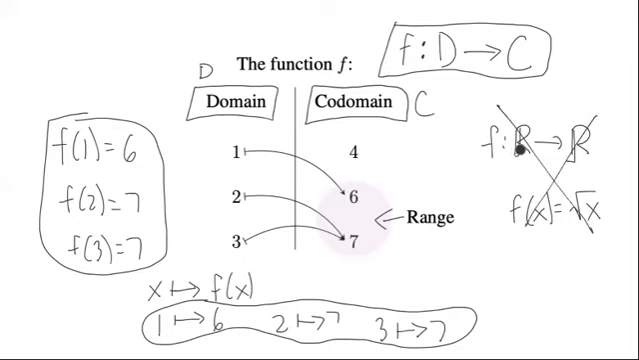However, it could be well defined if we just simply change the codomain set or the output type. If we changed it to C for complex numbers, then all of a sudden f of x equaling square root of x would represent a well-defined function.